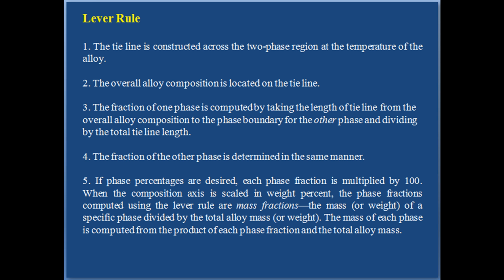Fifth, if percentages are desired, each phase fraction is multiplied by 100. When the composition axis is scaled in weight percent, the phase fractions computed using the lever rule are mass fractions: the mass or weight of the specified phase divided by the total alloy mass or weight. The mass of each phase is computed from the product of each phase fraction and the total alloy mass.